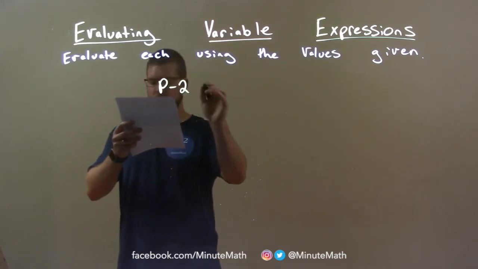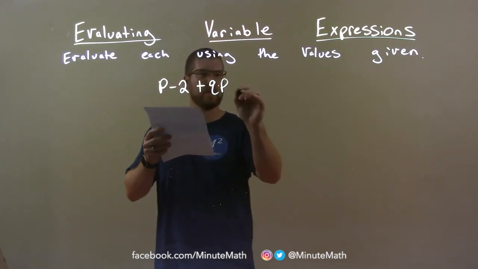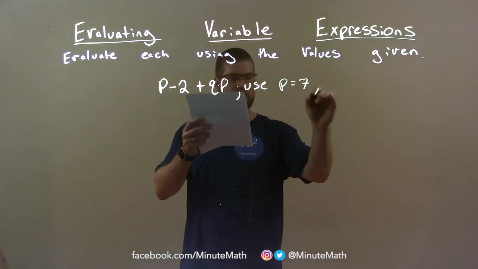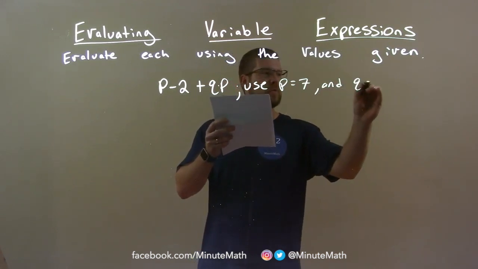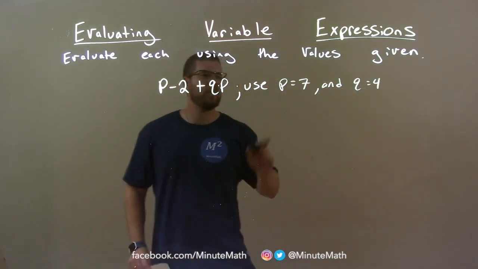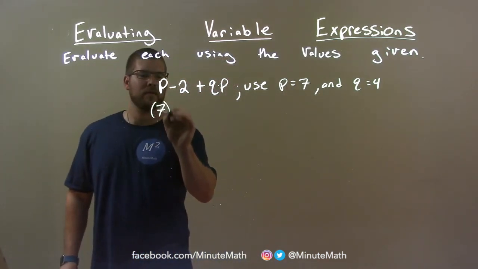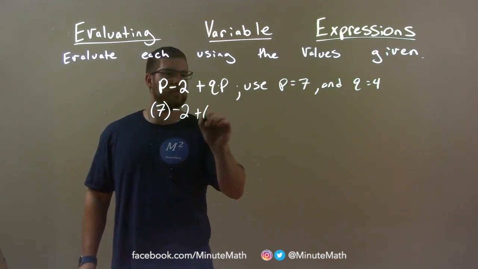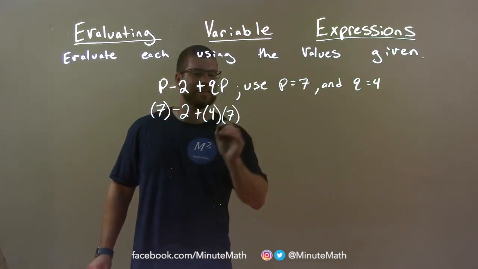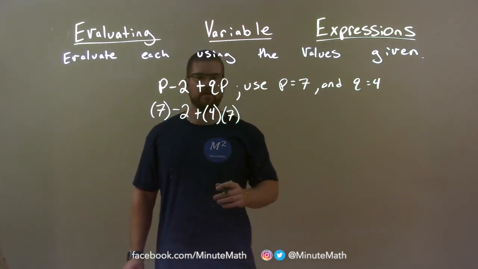P minus 2 plus Q times P, or QP. And we got to use P to be 7 and Q to equal good old 4. So, first step, substitute our variables with their numbers. P, 7 minus 2 plus q is 4, and p again is 7. Use parentheses that can help you organize this, okay?